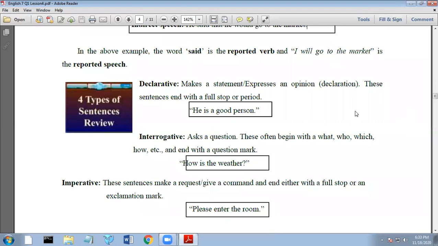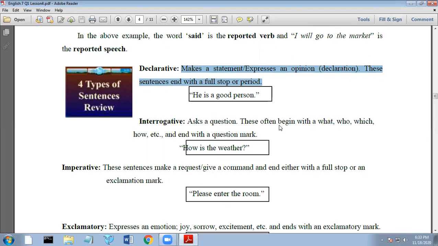So let us review what is a declarative sentence. A declarative sentence makes a statement or expresses an opinion. These sentences end with a full stop or period. Example, he is a good person. So that is declarative. Interrogative asks a question.